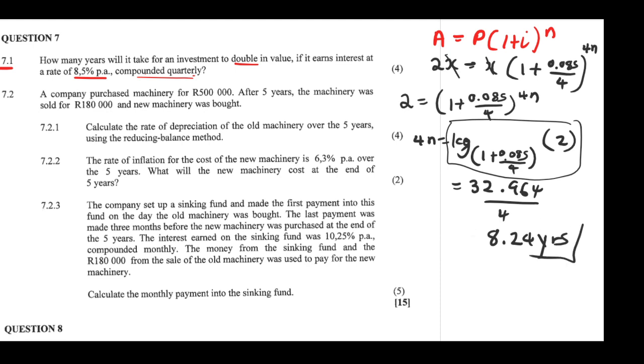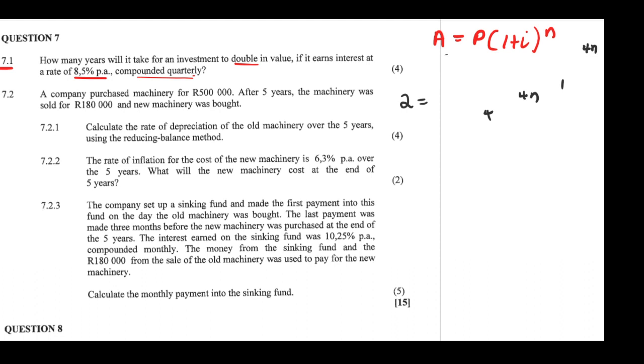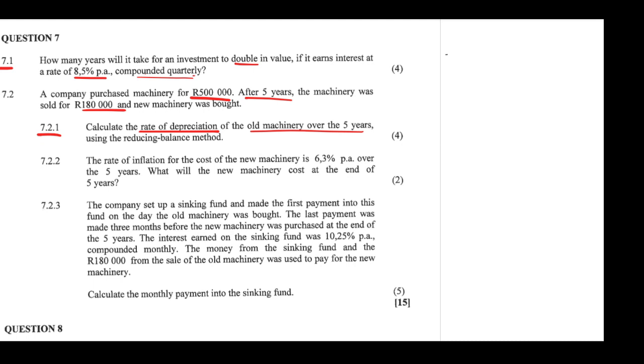Now let's go to 7.2. The statement reads as follows: a company purchased machinery for 500,000 rand, and then after 5 years, the machinery was sold for 180,000 and new machinery was bought. So 7.2.1 says calculate the rate of depreciation of the old machinery over the 5-year period using a reducing balance method.